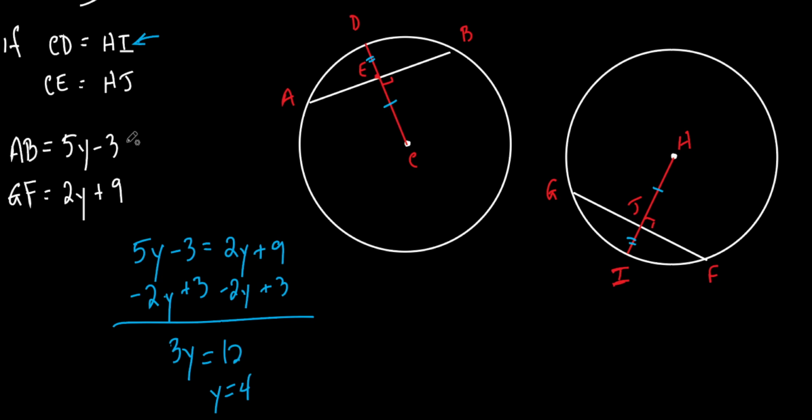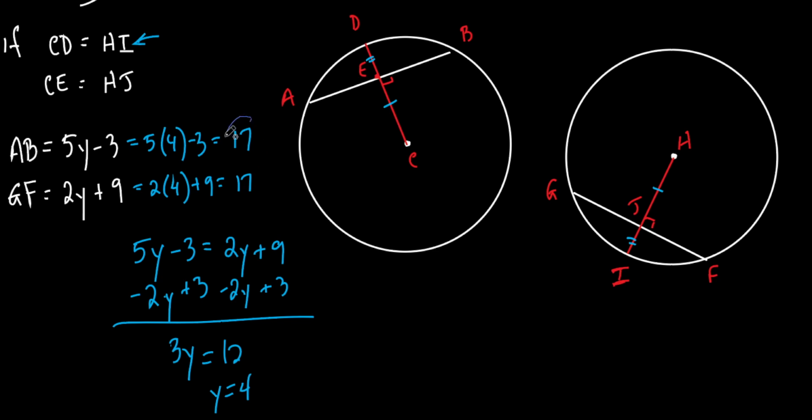What do they ask for? For AB. So let's put it in here. So it's going to be 5 times 4 minus 3. 5 times 4 is 20. Minus 3 is 17. This should be 17 as well, shouldn't it? Because they're equal to each other. Let's see if it is. Put a 4 in for this. So it's 2 times 4 plus 9. That's 8 plus 9, which is also 17. Yep, sure enough, they are equal to each other.